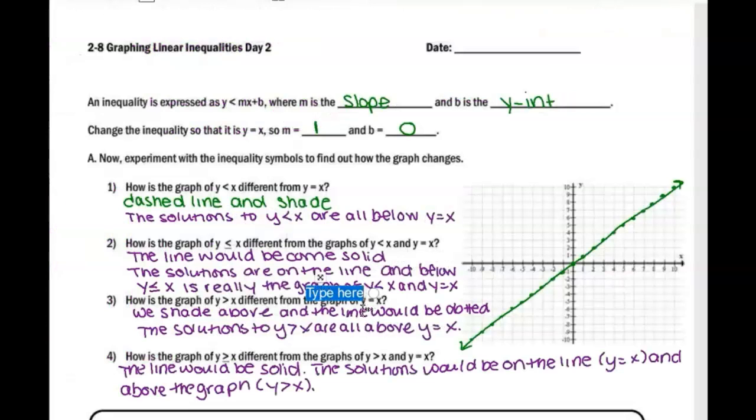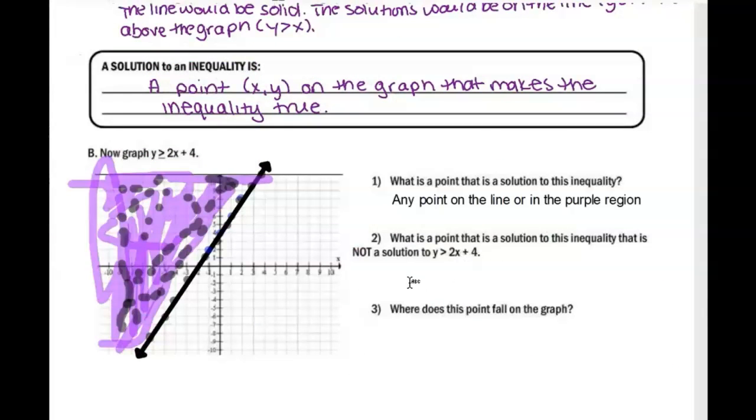Now, the last part, sorry about that. The last part says, where does this point fall on the graph? The points are going to fall again at any point on the line. So number 2, lots and lots of answers. You could pick the y-intercept, 0, 4. You could pick the point 1, 6. You could pick the point 2, 8. Any point that is on the line.